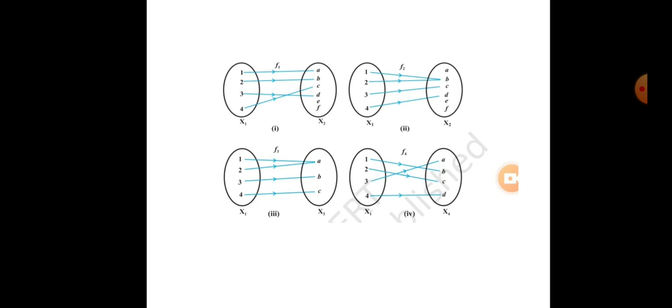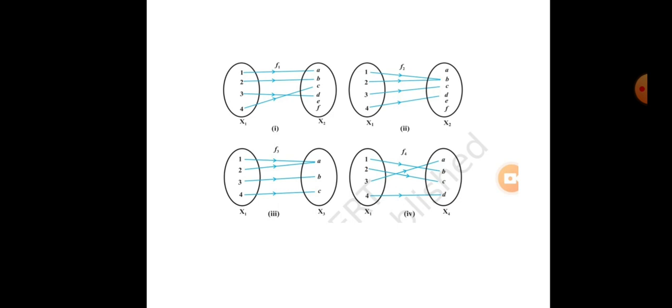Now moving to f2, the second type of function, we can see that in the domain set, 1 and 2 are related to the same element B. So if two distinct elements have the same image, then this function is not 1-1. If it is not 1-1, now check for onto. As you can see in the codomain set, some elements are there, A, E and F, that do not have any pre-image. So if they don't have any pre-image, this function is not onto.